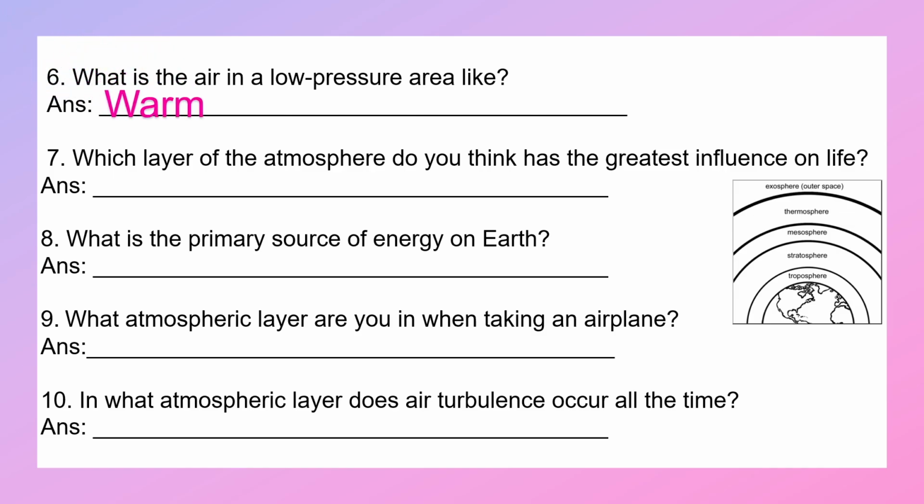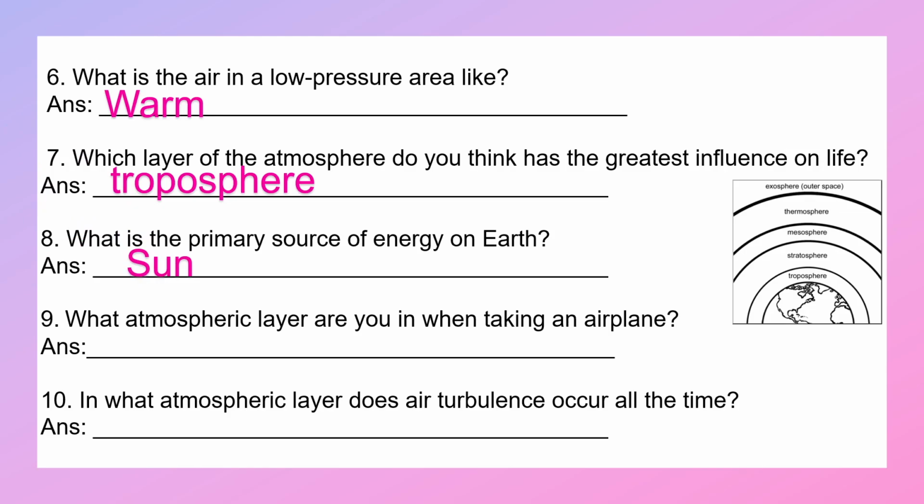Correct. Next, number 7. Which layer of the atmosphere do you think has the greatest influence of life? Which layer? There are 5 layers. Which one has the greatest influence of life? It's troposphere, the first layer. What is the primary source of energy on Earth? Okay, what is our primary source of energy? It's the sun. Correct.